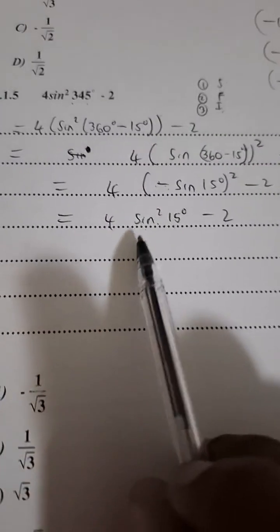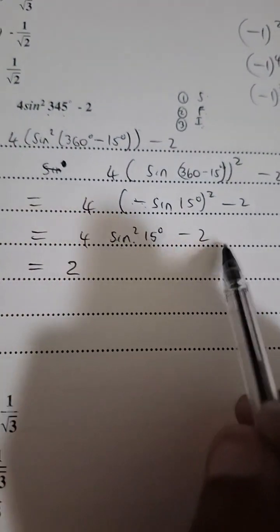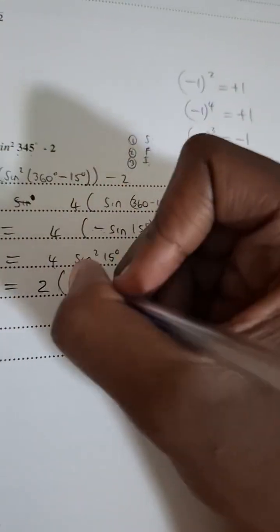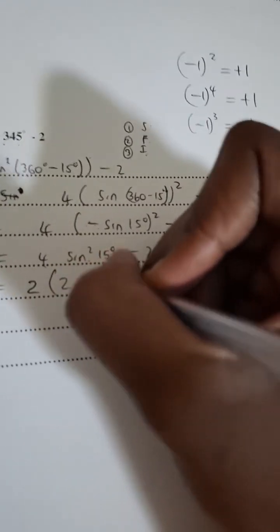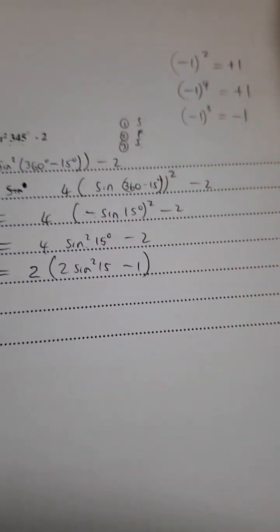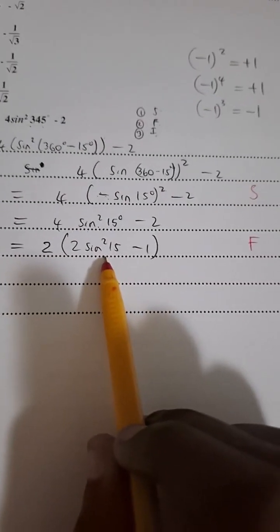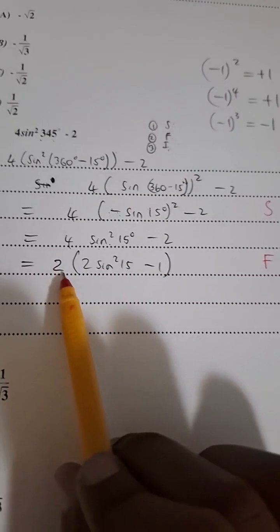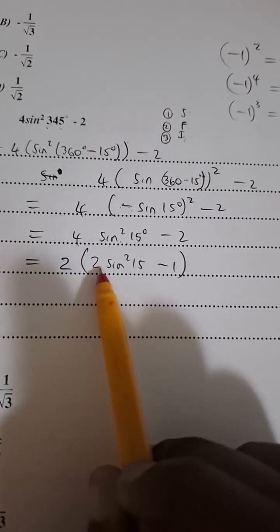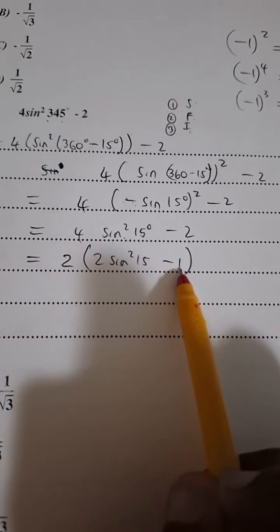Now we move on to number 2. We ask, is there any factorization here? Definitely. Highest common factor of 2. You have two terms, you have a highest common factor of 2. What's left inside? 2 sine squared 15 minus 1. Okay, so after simplification, I'm done. Now I apply the factorization strategy. Take out the highest common factor, it's 2. I'm left with 2 sine squared 15 minus 1.